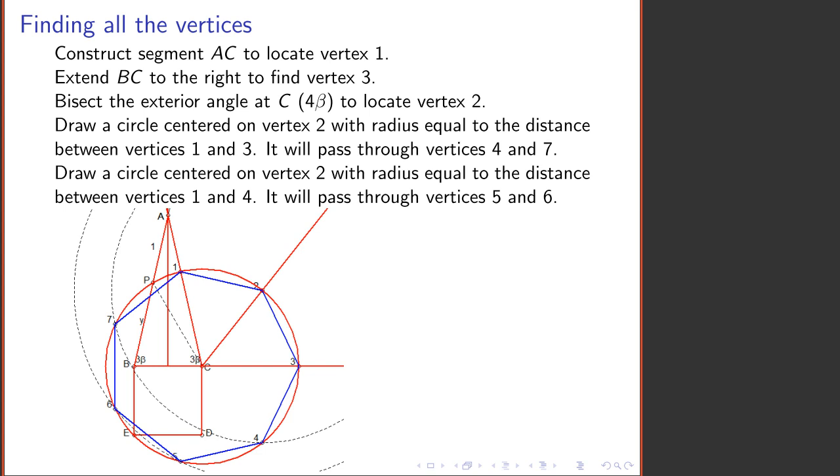And then, now that I know vertex 2, I can construct a circle whose radius is equal to the distance from 1 to 3, and that will cut the circle at 7 and 4. I do the same thing starting with point 3. I've got vertex 5. I do it again starting with vertex 1. I've got vertex 6. Join things up, and I have the entire heptagon constructed.